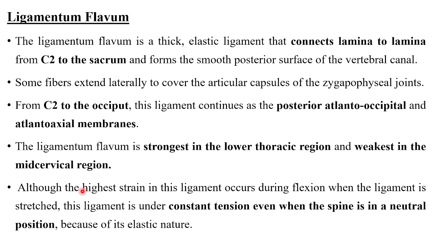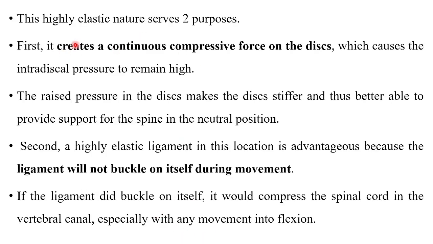Although the highest strain in this ligament occurs during flexion, when the ligament is stretched, this ligament is under constant tension even when the spine is in a neutral position because of its elastic nature. Since it contains a higher elastin component, ligamentum flavum is elastic in nature. This highly elastic nature serves two purposes. First, it creates a continuous compressive force on the disc, which causes the interdiscal pressure to remain high. The raised pressure in the disc makes the disc stiffer and thus better able to provide support for the spine even in the neutral position.